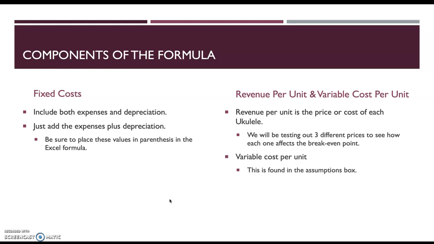Revenue per unit is the price or cost of each ukulele. We will be testing out 3 different prices to see how each one affects the break-even point. Variable costs per unit is found in the assumptions box.